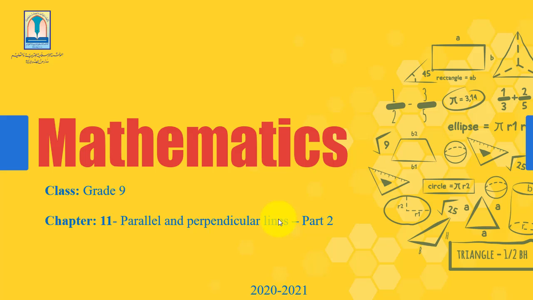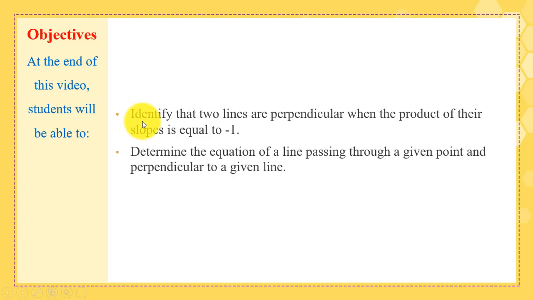Assalamu alaikum, it's chapter 11, Parallel and Perpendicular Lines, part 2. The objectives: identify that two lines are perpendicular when the product of their slopes is equal to -1. Also, determine the equation of a line passing through a given point and perpendicular to a given line. Prepare these materials.